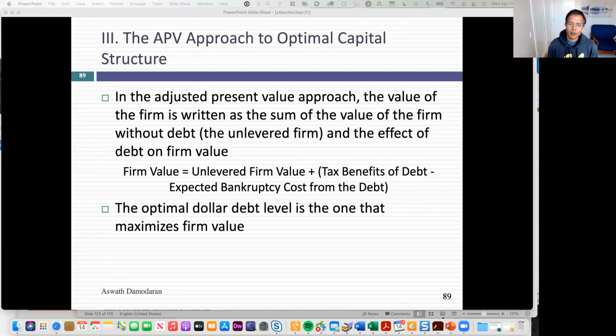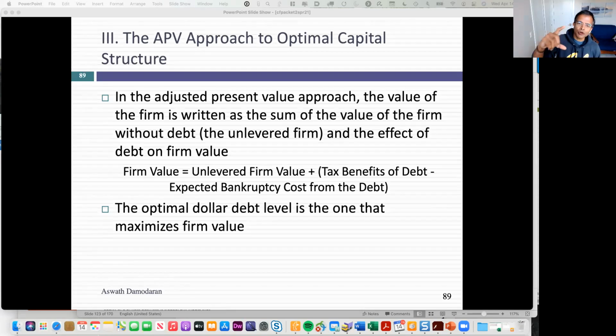Let's talk about what the APV approach does that's different from the cost of capital approach. Think of what debt does to you as a company. The biggest advantage of debt is a tax advantage, right? The tax benefits of debt. The biggest disadvantage of debt is the expected bankruptcy cost. In the APV approach, here's what you do. You start by valuing your company as if it had no debt. It's called an unlevered firm value. And I'll take you through the process of doing that first. So this is the value of your company with zero debt.